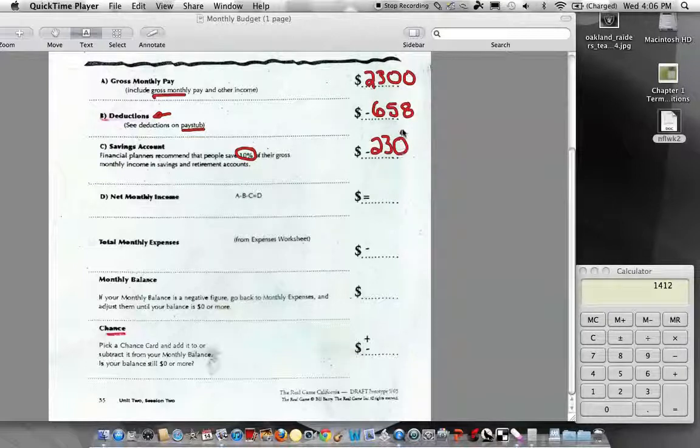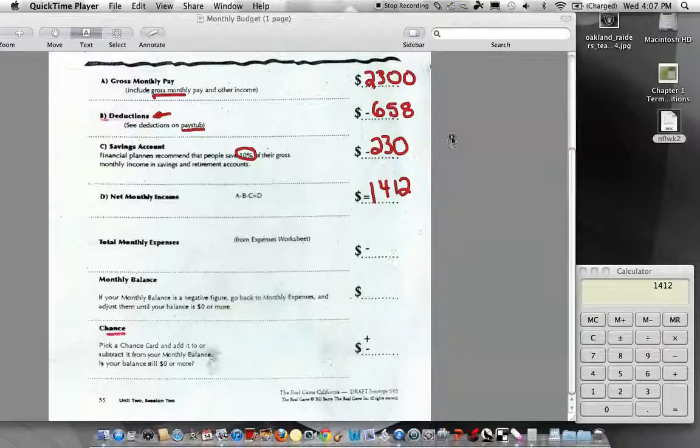So when I subtract these two numbers from my gross income, I end up with 1,412. What I did here is I just entered in my calculator 2,300 minus 658 minus 230, and I end up with 1412.